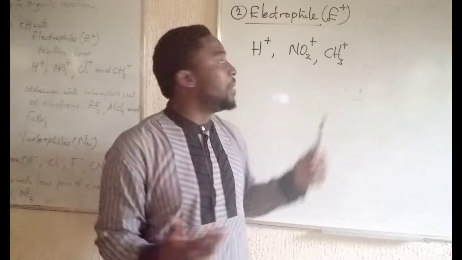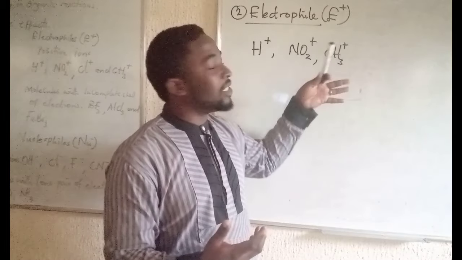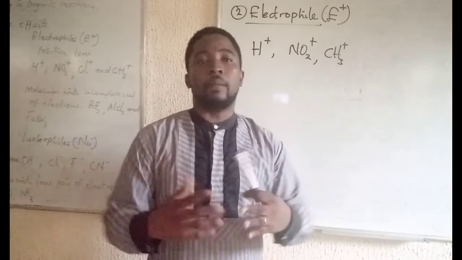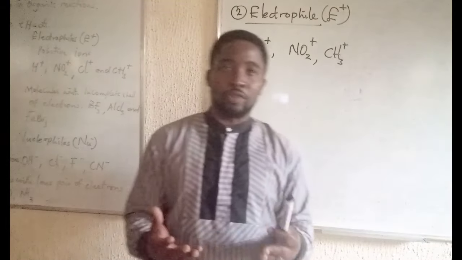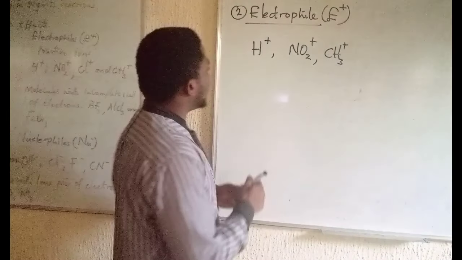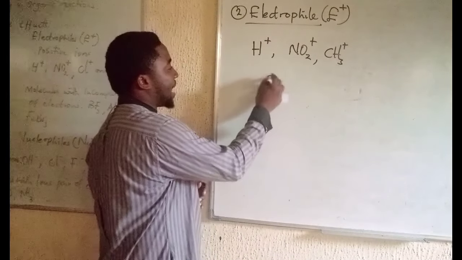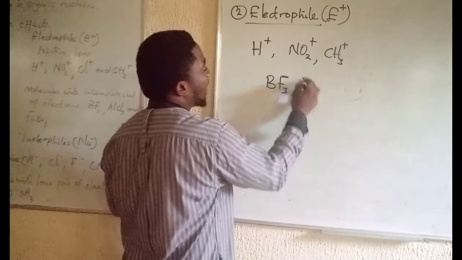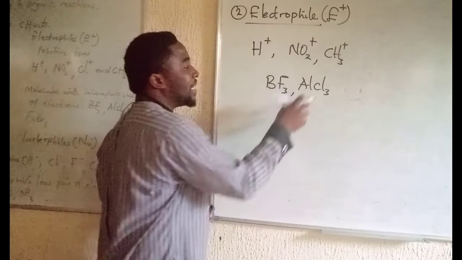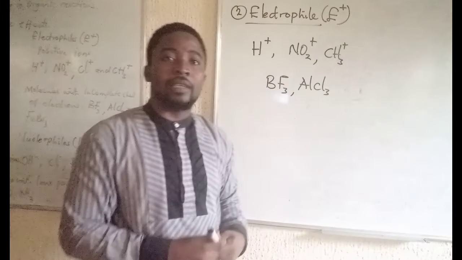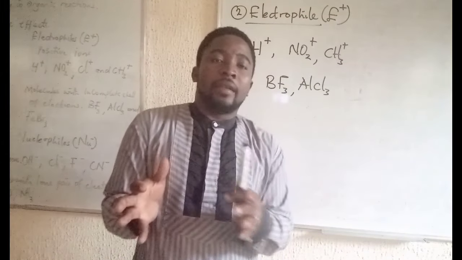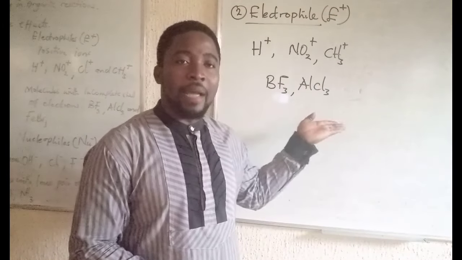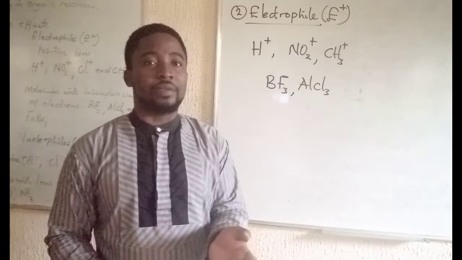Electrophiles might not actually be positively charged ions only. It can also be a compound with an incomplete electron structure, like boron fluoride. It can also be aluminum chloride. When you look at the electronic structure of these compounds, you will see that they contain an outermost shell with an incomplete number of electrons. So that makes them electrophiles because they are electron deficient.